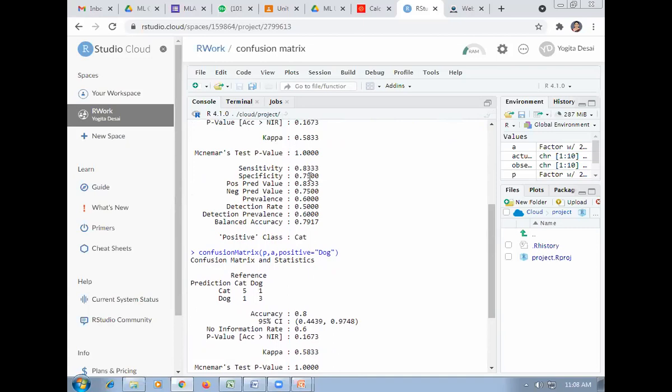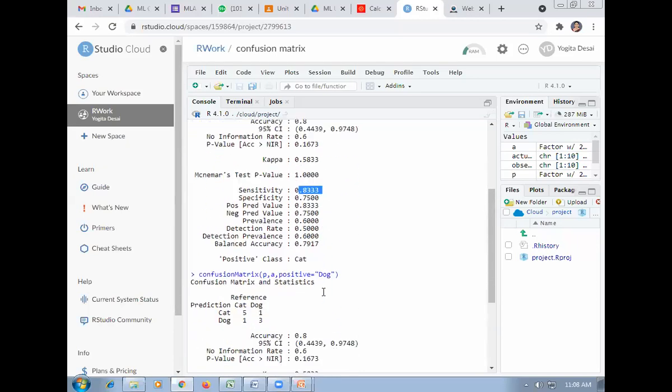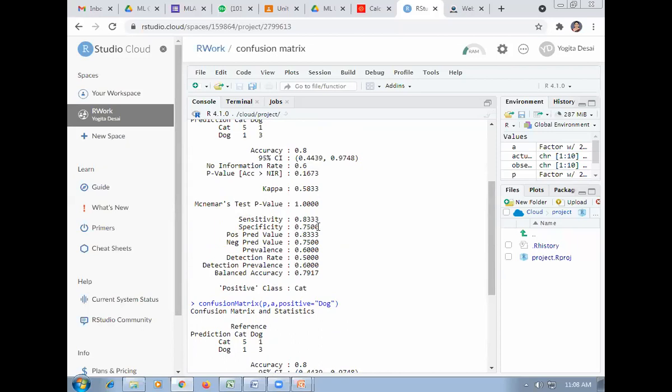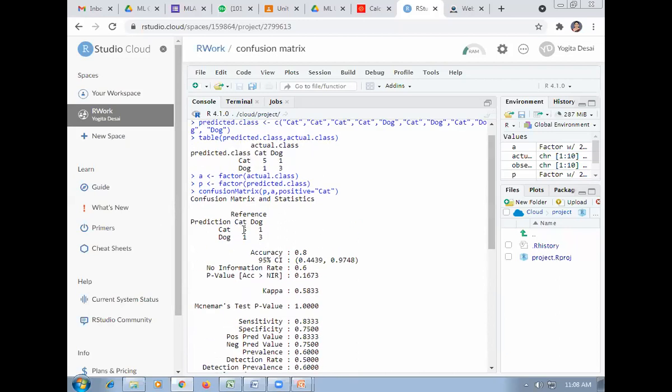Now here you can observe the changes in the sensitivity and specificity values. Sensitivity and specificity values are interchanged. Here it is 0.75 and here it is 0.83. And the specificity value in case of dog as the positive class is 0.8 and here it is 0.7. So we will see how we can calculate these values. You have to remember these values, or I will show you after we have calculated this, by considering the confusion matrix as 5 3 1 1.